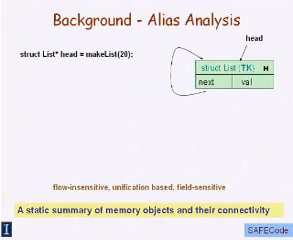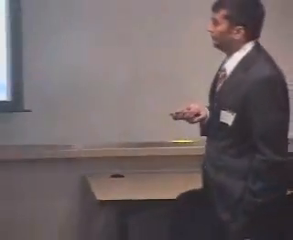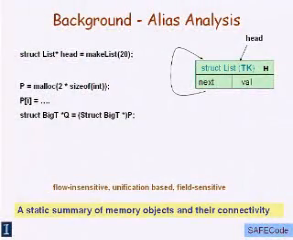Okay? So for those of you who are familiar, the alias analysis that we use here is a flow insensitive, unification based, and field sensitive alias analysis, which could be context sensitive or insensitive. Okay. Another example is here.